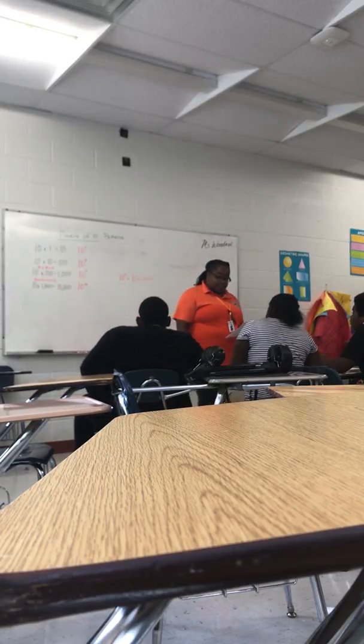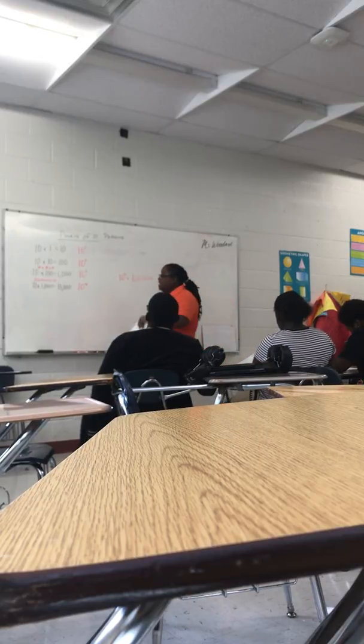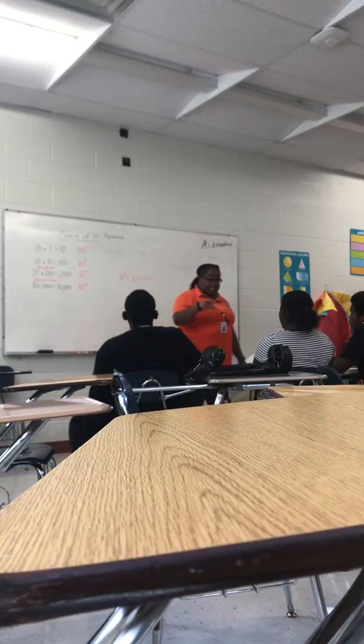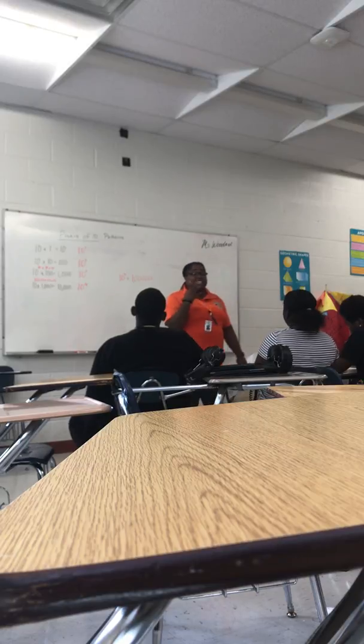So what is the exponent form of 10 times 10 times 10 times 10? 10 to the fourth. Look at those 10s. How many 10s are multiplying by each other right there? Count 'em. 1, 2, 3, 4. So it's 10 to the fourth.